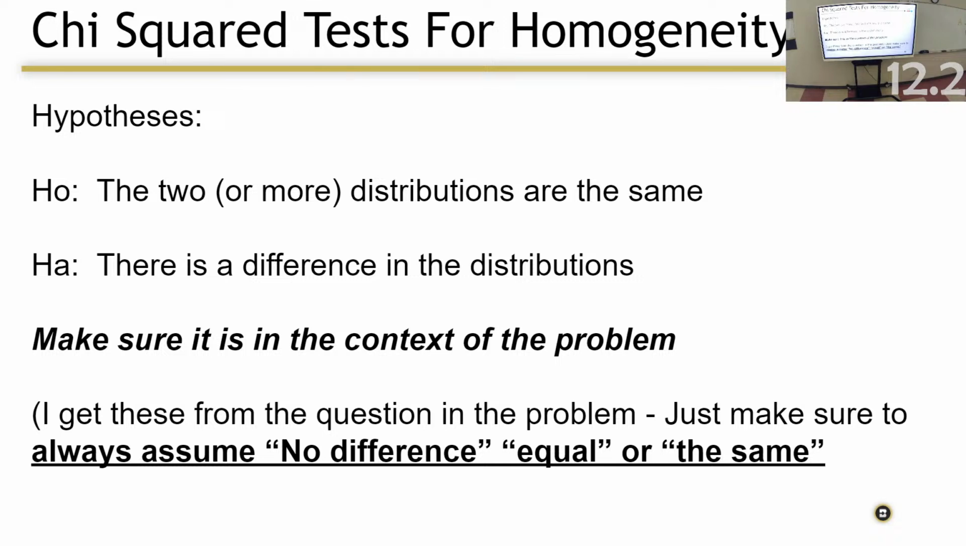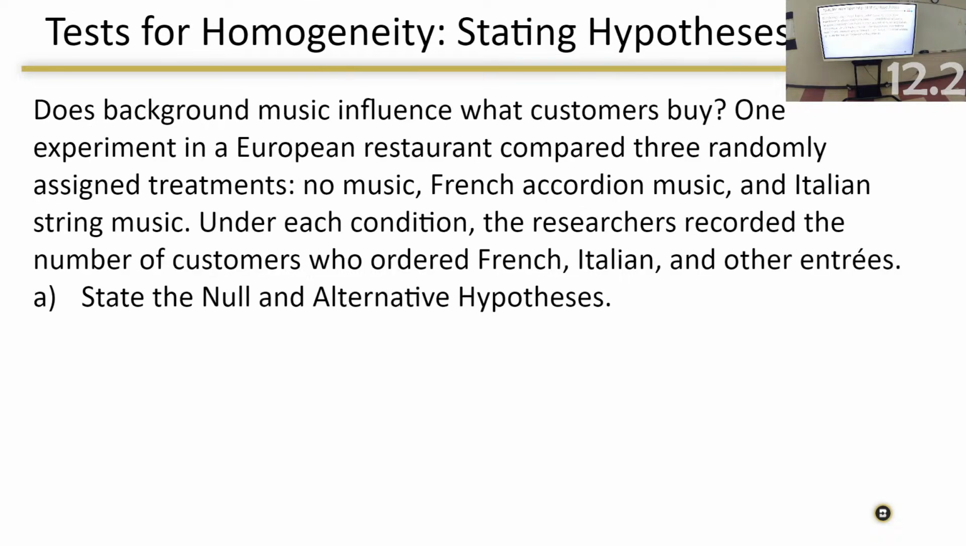Okay. Let's look at this one, okay? Does background music influence what customers buy? One experiment in a European restaurant compared 3 randomly assigned treatments. So we have 3 different treatments, so they're independent of each other. Therefore, we know we're dealing with homogeneity.